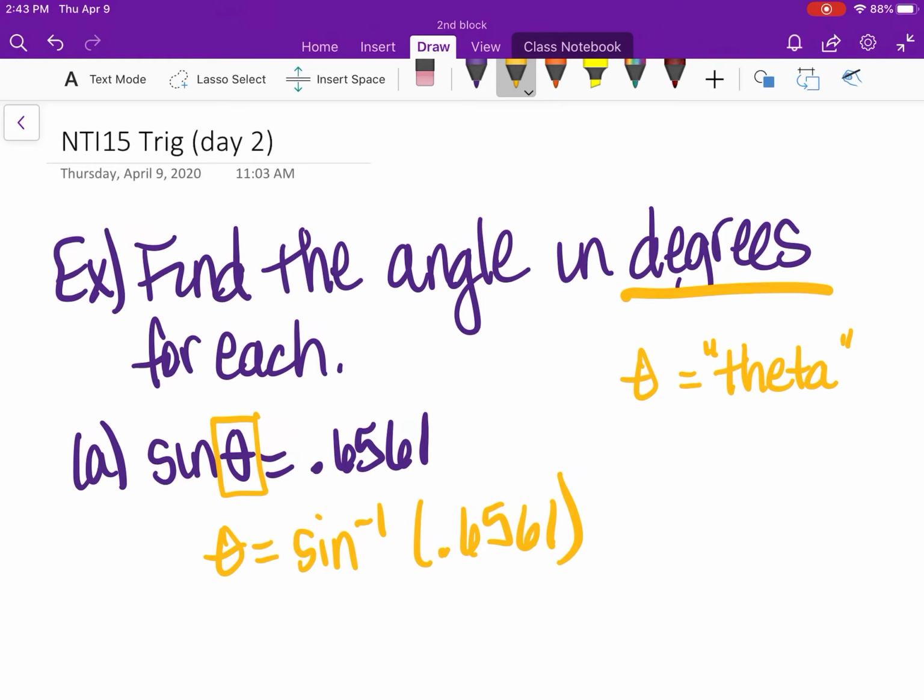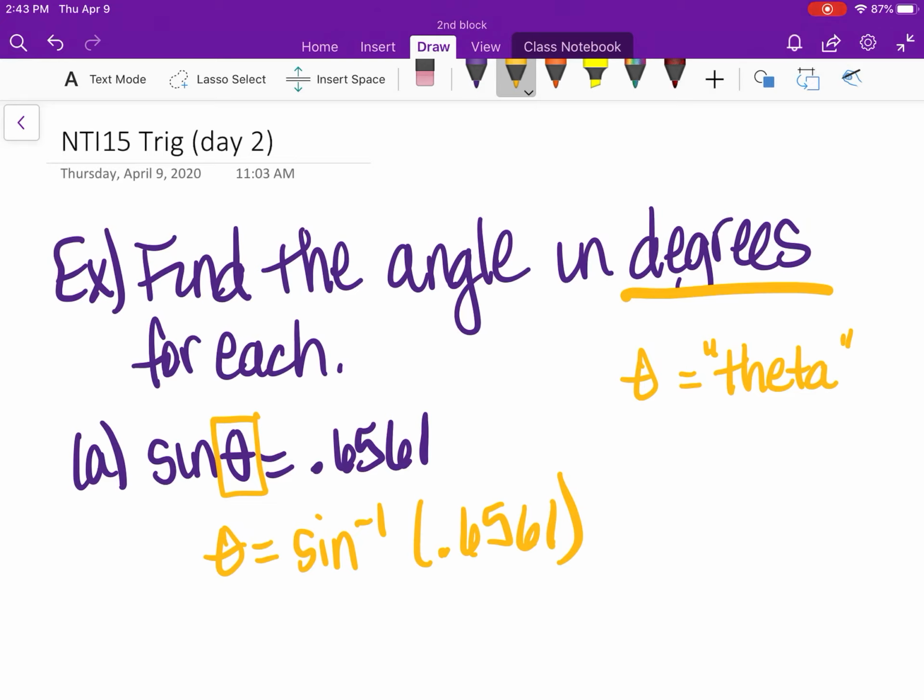Okay, so today we're going to be looking at trig some more. What we're going to focus on first is learning how to solve for a missing angle when you know the trig ratio. And then after that, we're going to look at the reciprocal trig functions.